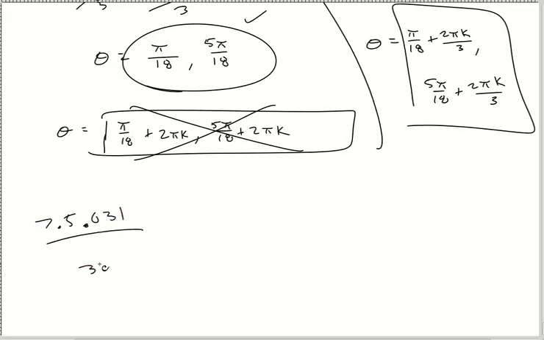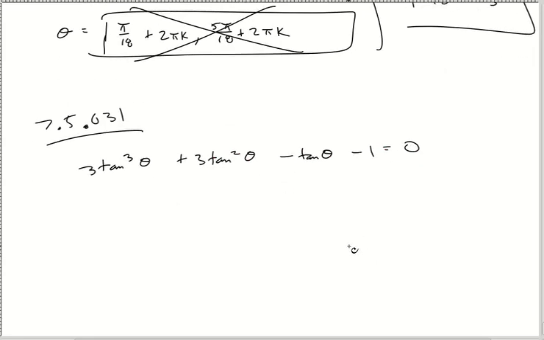75031. I got 3 tangent cubed theta plus 3 tangent squared theta minus tangent theta minus 1 equals 0. What? Can I put this in a calculator? I don't think you can, honestly.